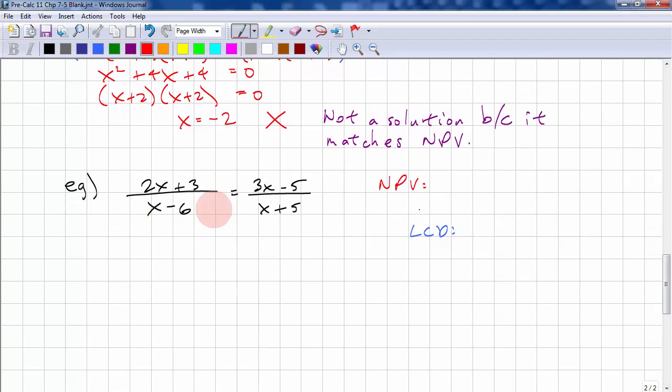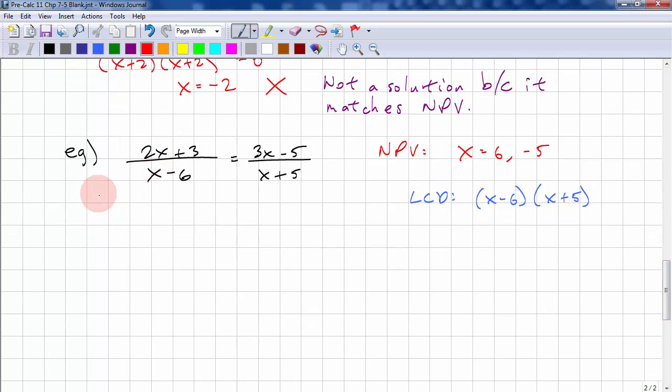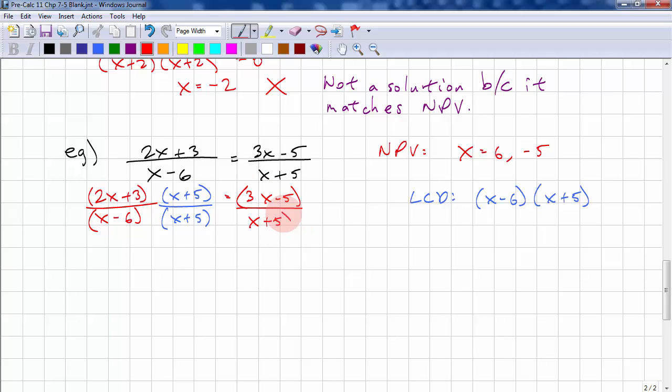Okay, here's another one. Our NPVs are x equals 6 or negative 5. Our lowest common denominator, x minus 6, x plus 5. Okay, we copy x plus 3, use brackets, x minus 6, and we need to multiply this by x plus 5. And we copy again. And this one gets multiplied by x minus 6.